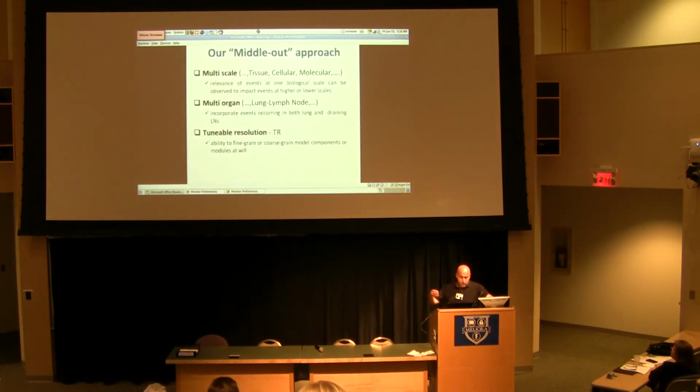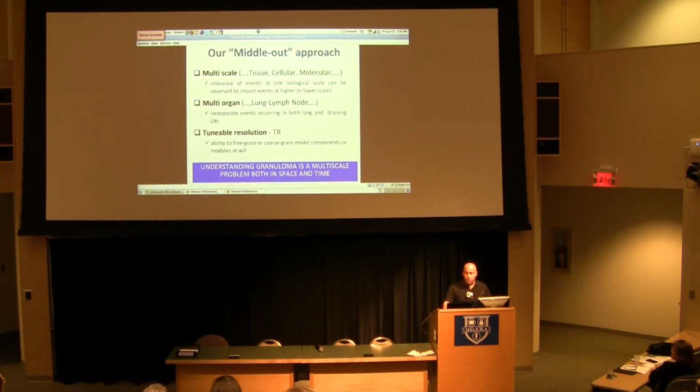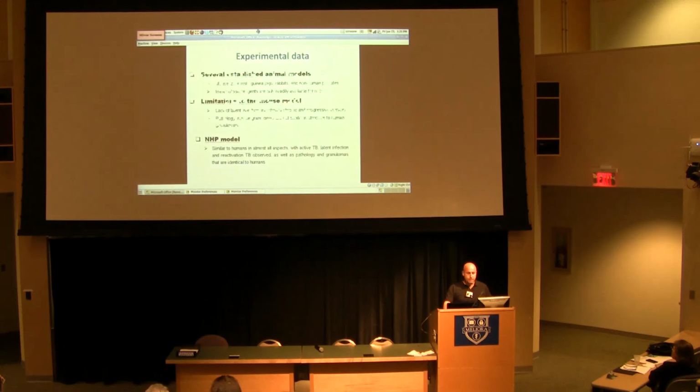Let me tell you a little bit how we proceeded in this analysis. Our middle-out approach is first to look at these different scales and try to see the relevance of events at different scales. So one scale can be observed and impact a different scale, that could be a higher scale or a lower scale. We can look at different organs, and the other idea is tunable resolution. We can zoom in and zoom out, depending on the question we're asking. The granuloma is definitely a multi-scale problem, both in space and time.